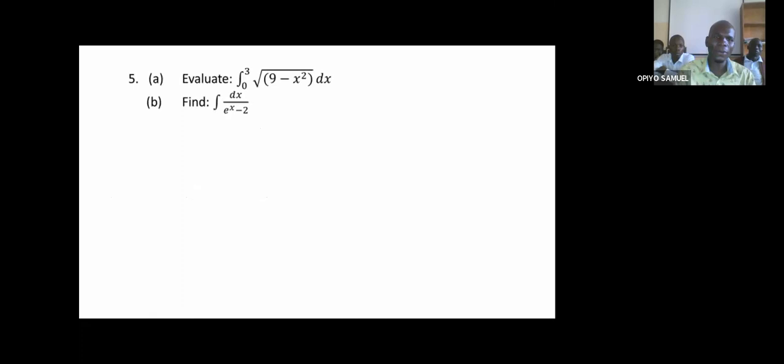Number 5 now. Number 5, we are supposed to evaluate this integral from 0 to 3 of the square root of 9 minus x squared dx. And then part B, we want to find the integral of x over e to the power x minus 2.